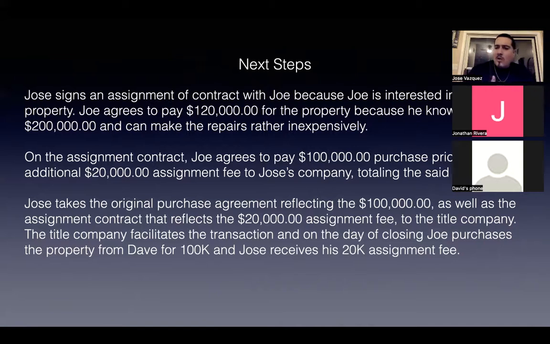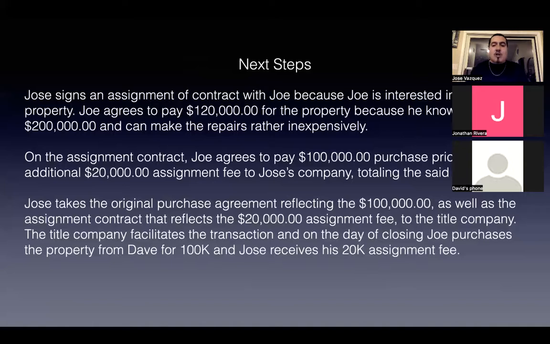He's like, oh, well, okay, Jose, it's worth $200,000. I could repair this for $12,000. Yeah, I'll pay you $120,000 for it. So after Joe's excited and agrees to pay 120, we're gonna give him an assignment contract. And on that assignment contract, Joe is gonna agree to pay the $100,000 purchase price and an additional $20,000 as an assignment fee to Jose's company, totaling the $120,000 that he originally agreed to.